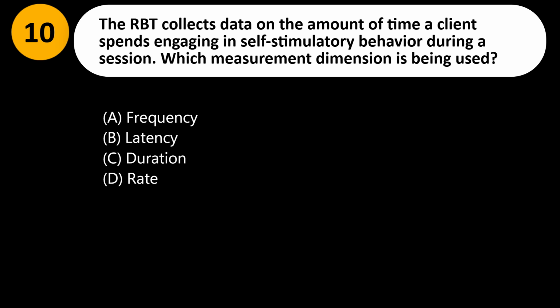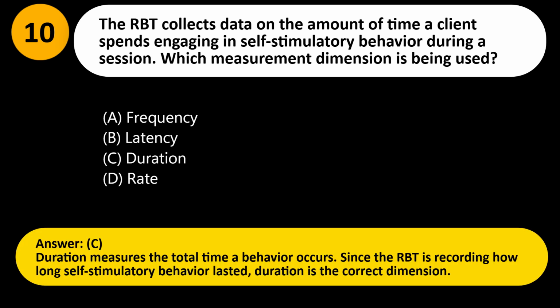C. Duration. D. Rate. Answer: C. Duration measures the total time a behavior occurs. Since the RBT is recording how long self-stimulatory behavior lasted, duration is the correct dimension.